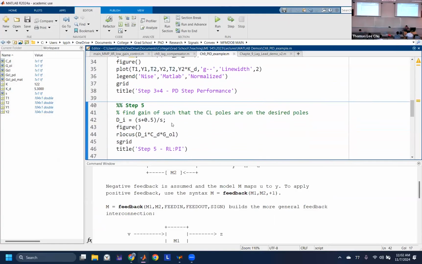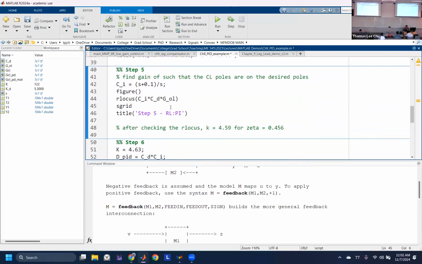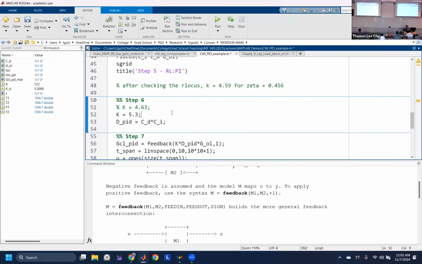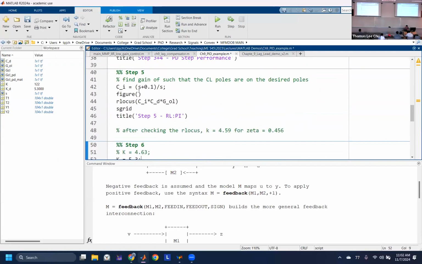Okay, so then the final step is to add an integrator, and we're just going to add one. So I added one at 0.5, but let's start with 0.1 first, because I wanted to show you what happens when we put a zero really close to the origin. So we're just adding the pole and zero close to the origin. And here we're still going to use K equal to 5.3. So now we are adding a PID compensator.